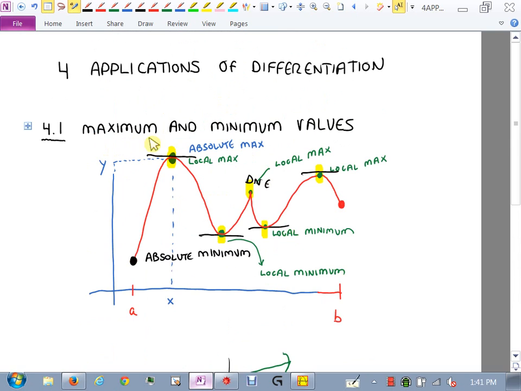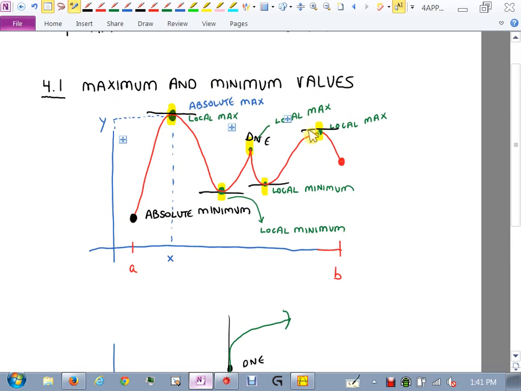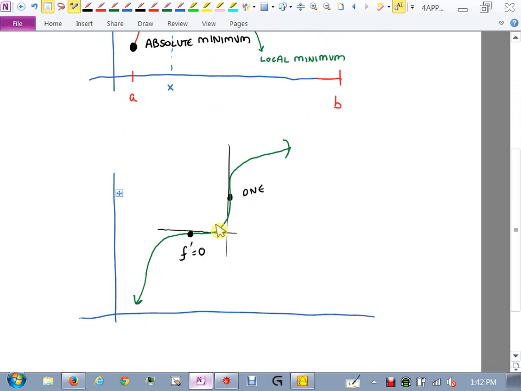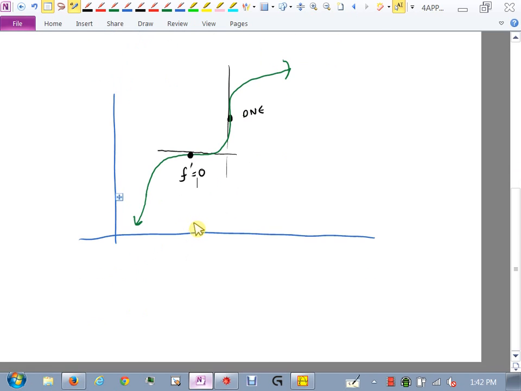Our goal, this section is called maximum minimum values. Our goal is to try and find maximum minimum values of a function, the highest and lowest points, basically. What I'm trying to get you to see is that maybe perhaps the slope of the tangent line or the derivative is going to lead us to those points. Is that all right? But we have to be careful because sometimes it can happen that the derivative tells us something that actually doesn't lead us to a max or min. Is that all right? Okay.